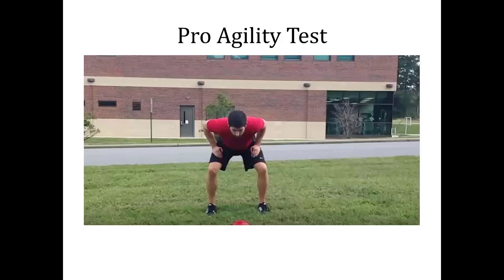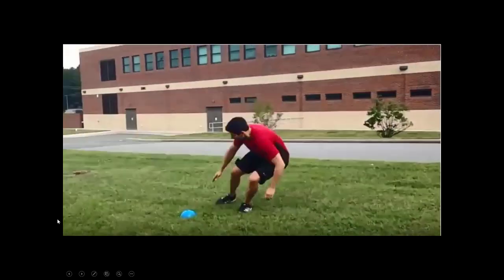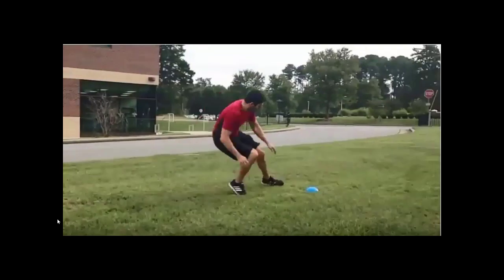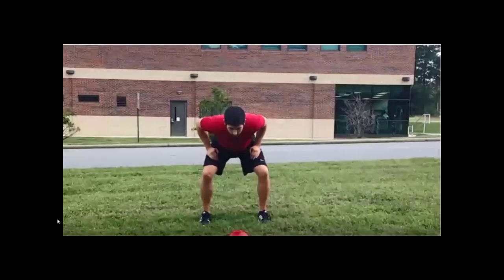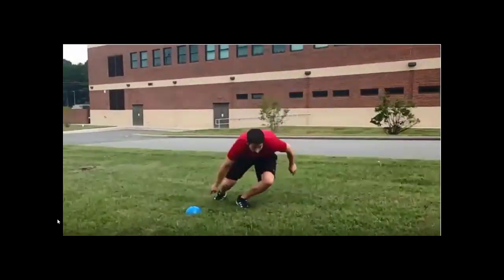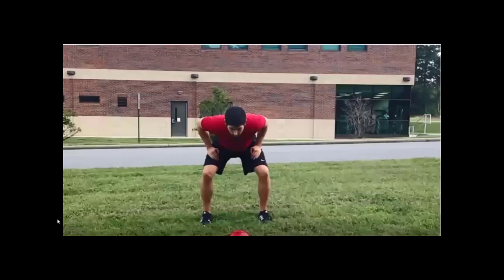All right, now let's take a look at the Pro Agility Test. For those of you who are not familiar with the Pro Agility Test, let's take a quick look at it. So the Pro Agility Test, you're going to start running 5 meters to one direction, then 10 meters to the other direction, and then 5 meters back to the start. So again, at the start, you go 5 meters in one direction, 10 meters in the opposite direction, and then 5 meters back to the start.